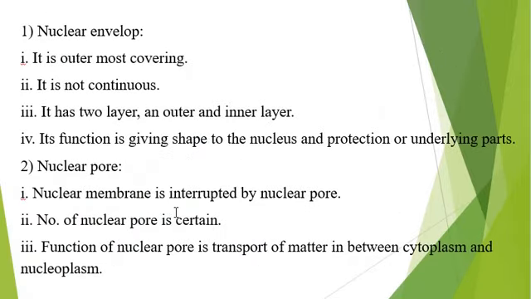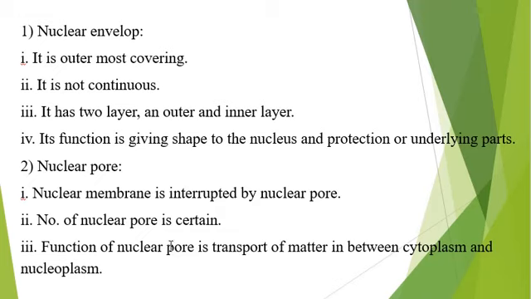Let's start, one by one, with the parts of the nucleus in eukaryotic cells. The first is the nuclear envelope. The nuclear envelope is the outermost covering layer. It is not continuously formed. The nuclear envelope is made of two layers, an outer layer and an inner layer. The main functions of this nuclear envelope are protection, and it also gives shape to the nucleus.